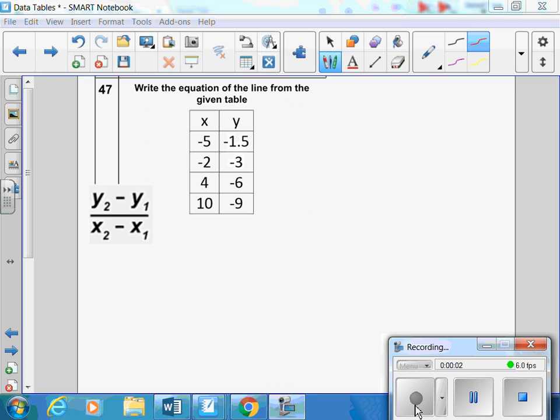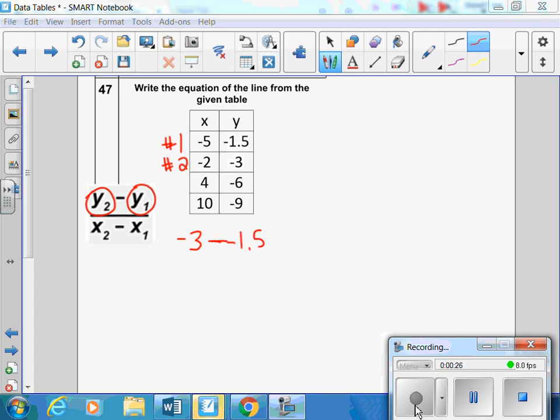First, let's find the slope. So we're going to call this ordered pair number 1, and this will be ordered pair number 2. We're going to take the y-coordinate in the second ordered pair, which is negative 3, and subtract the y-coordinate in the first ordered pair, which is negative 1.5.